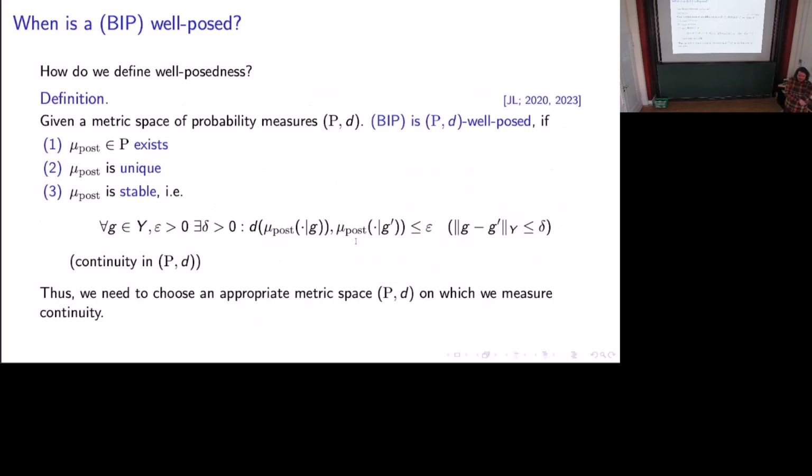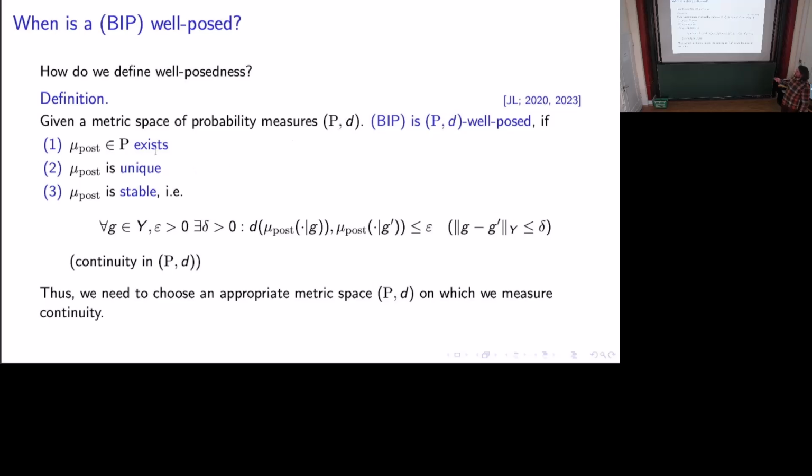So what does well-posedness mean in this setting? We said the problem consists in finding the posterior, given by Bayes' theorem. Now we would say it is well-posed on a metric space of probability measures, and I'll give you an example in just a moment. We have P as a space of probability measures, and D is a metric on that space.